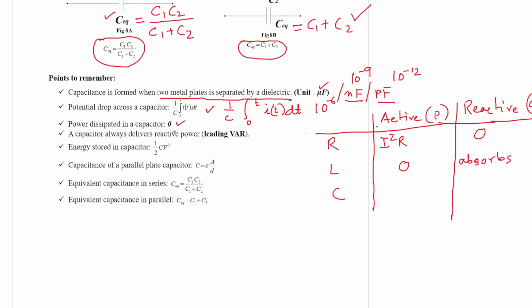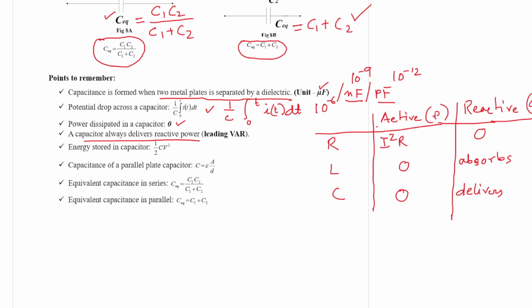Now in case of a capacitance, power dissipated is 0. So active power again is 0 for a capacitor. However, for reactive power, it always delivers. A capacitor always delivers reactive power. So this is the difference between these three components in terms of power.